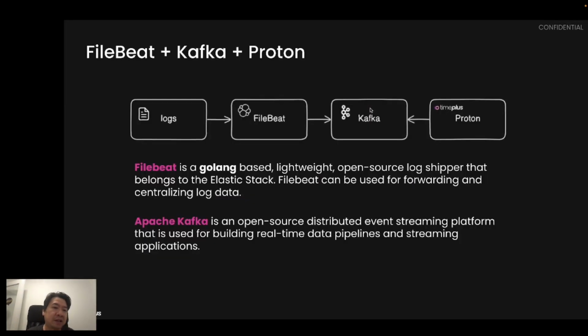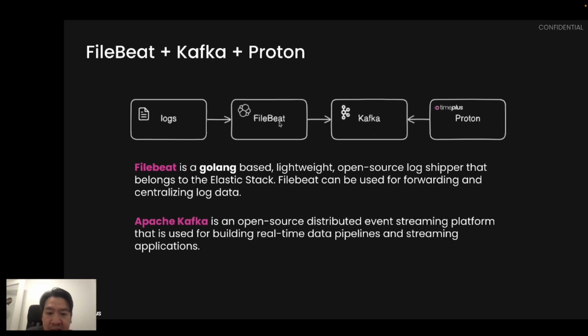So let's start with some real examples, right? There are several solutions you can follow. The first one is based on this Filebeat, Kafka, and Proton architecture. First we have logs, and we collect those logs using Filebeat. Filebeat is a Golang-based log shipper that's part of the Elastic Stack. It can effectively collect the logs and send them to other targets.